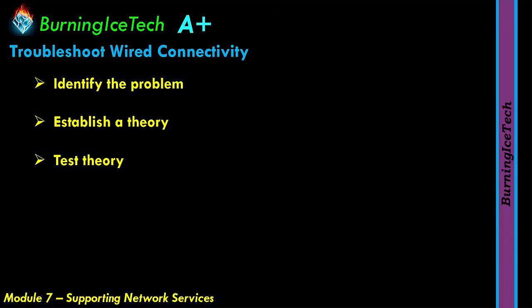So these are just some examples, guys. That's 3 steps. That's pretty much the only steps we're going to discuss with regards to wired connectivity. But yes, in reality, there are 6 troubleshooting steps in the troubleshooting methodology. But with wired connectivity, these 3 are generally enough.